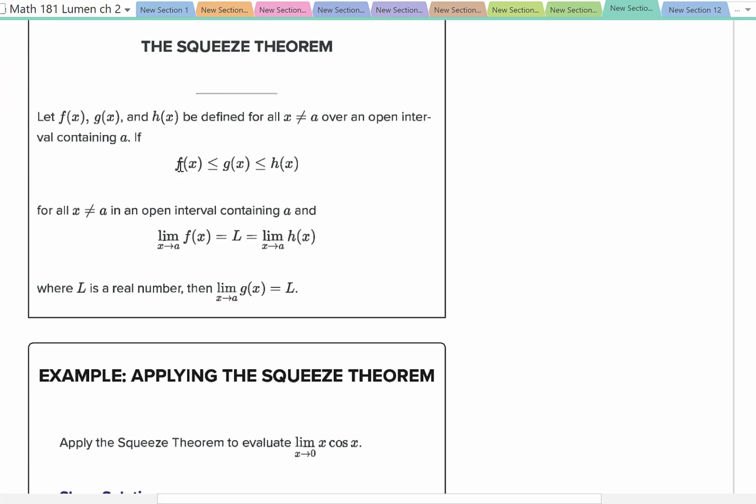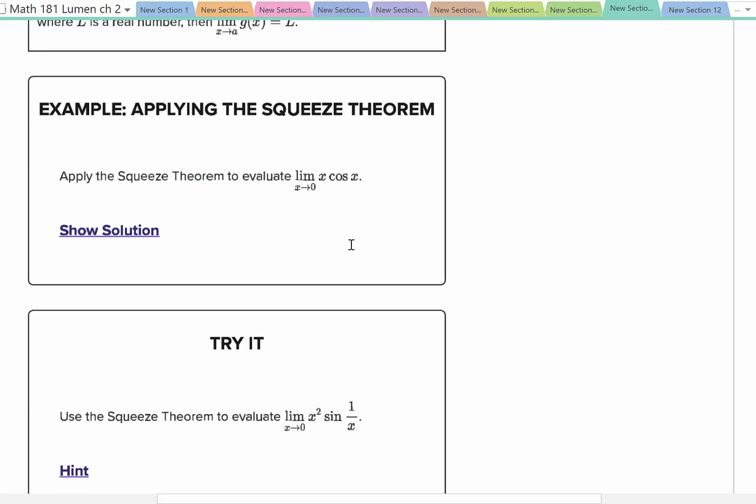So our Squeeze Theorem is essentially: f of x is less than or equal to g of x, less than or equal to h of x. If the limit as x approaches a of f of x is L, and the limit of h of x as x approaches a is also L, that means that the limit of g of x as x approaches a would also be L.